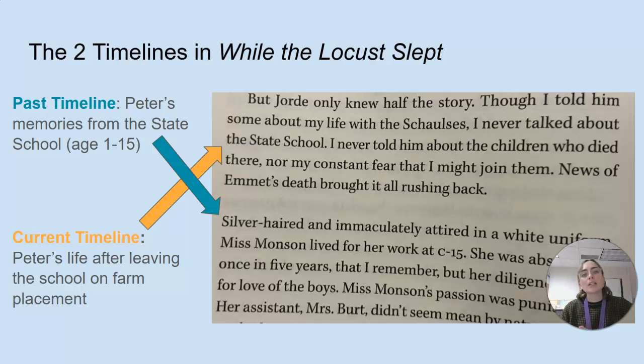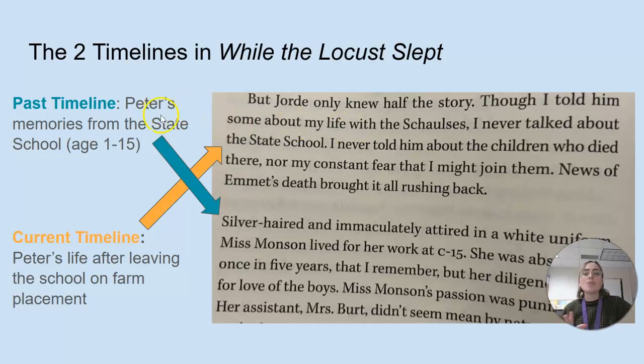So one of the most challenging things about reading this book is keeping track of these two timelines, because Peter doesn't really tell us when he's going to switch from one timeline to the next. That means that we need to use some clues in order to figure out which timeline he's talking about. So I want to show you in this paragraph right here, if we ever see Peter mention the Shawls, so that is John or Emma, that's their last name, the Shawls, or if he's talking about being on a farm, that means we're in the current timeline, his life after the state school, and it means he's about 15 or 16 years old. So those are the names we're looking for that will give us clues we're in the current timeline.